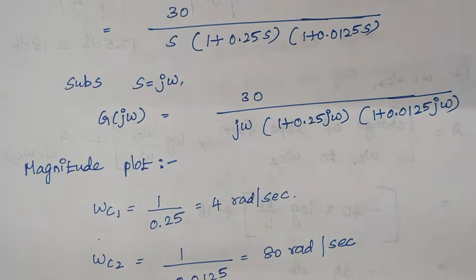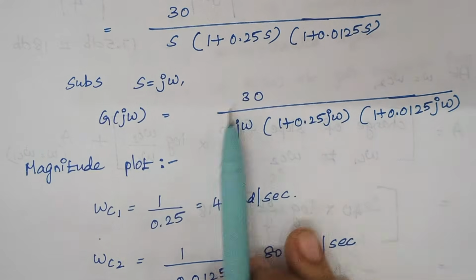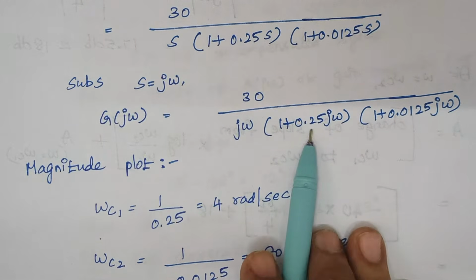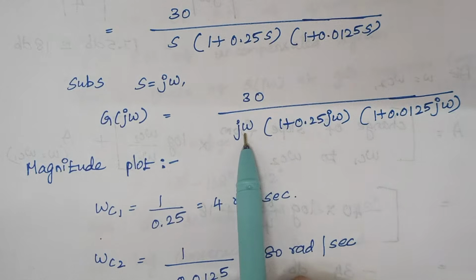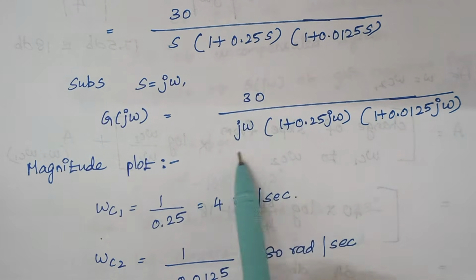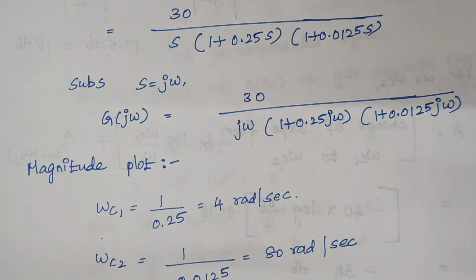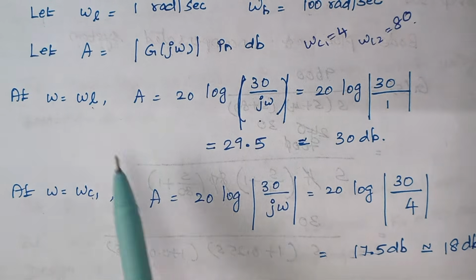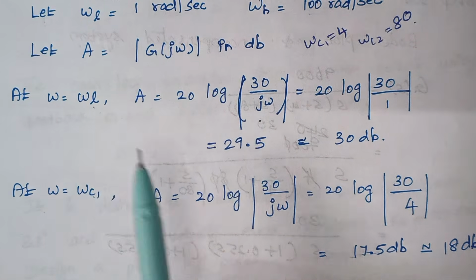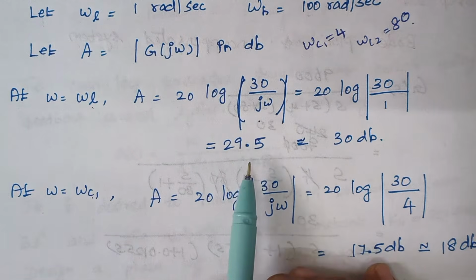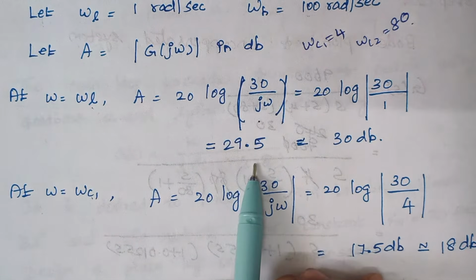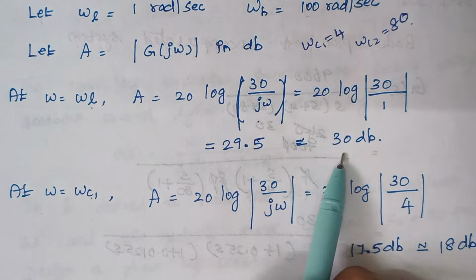Wait, let me show you. You see, this is our transfer function. This transfer function has a constant with an individual omega term. Omega lies in the denominator, so here we are considering 30 by j omega. Initially the value of omega L is 1. So just substitute it over here and the answer is 29.5. We are rounding it off, that is 30 dB.